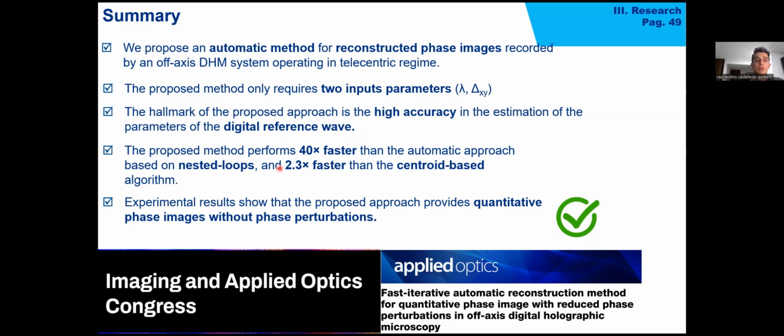The proposed method performs 40 times faster than the automatic approach based on nested loops, approximately 2.3 times faster than the centroid-based algorithm. Experimental results show that the proposed approach provides quantitative phase images without phase perturbation. The main conclusion for this work has been presented in the Imaging and Applied Optics Congress in 2021. The paper Fast Iterative Automatic Reconstruction Method was published in Applied Optics also in 2021.